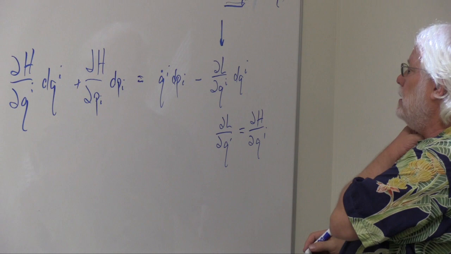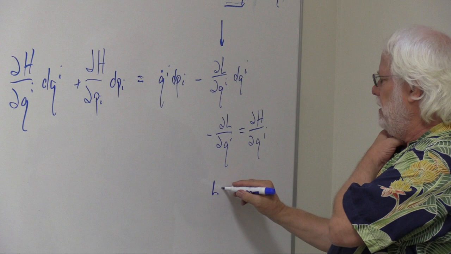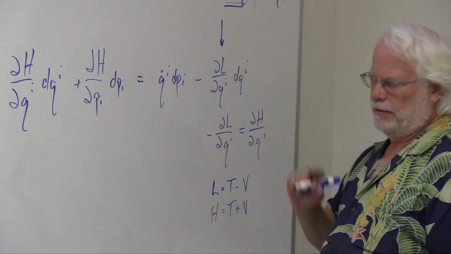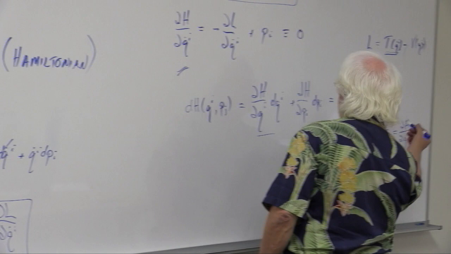Actually, if the Lagrangian is T minus V, where V depends on the coordinates, the Hamiltonian is T plus V, so we need the minus. Now, making that substitution and carrying out the equality, we see that the dq terms must match.